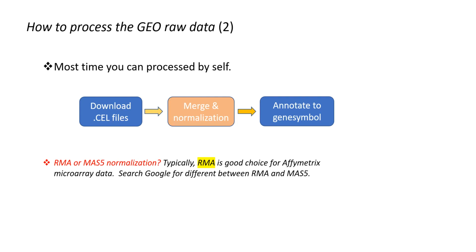And in the second step, the normalization method, if you look into this step clearly, there are two main approaches used, RMA and MAS5, for the microarray normalization. And typically, RMA is a good choice for the Affymetrix microarray data. And you can search Google for more detail about the difference between these two approaches.